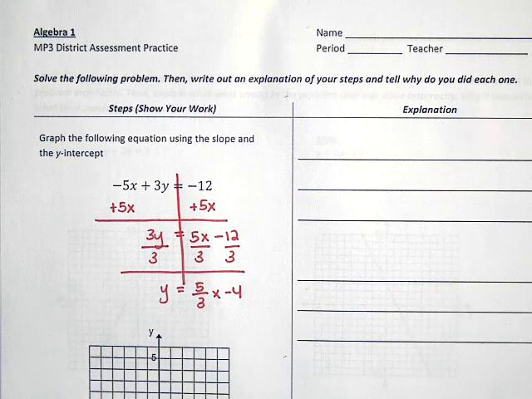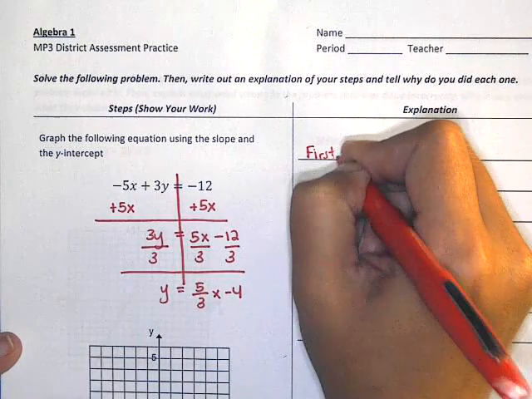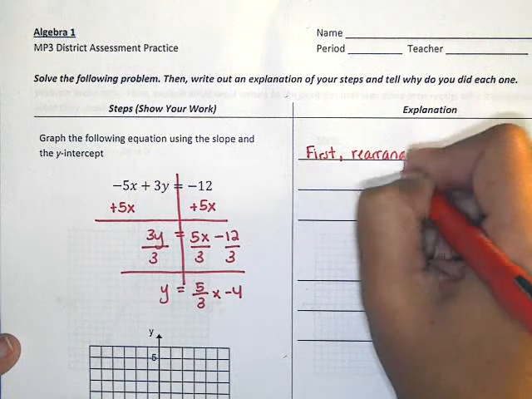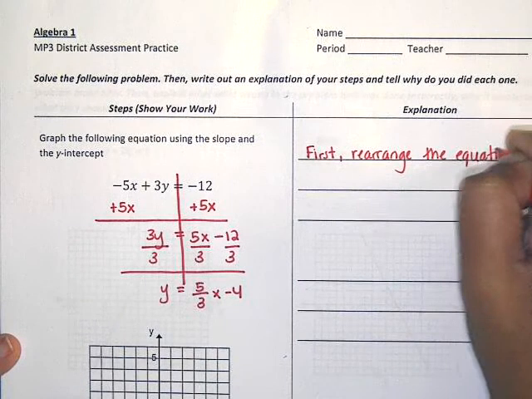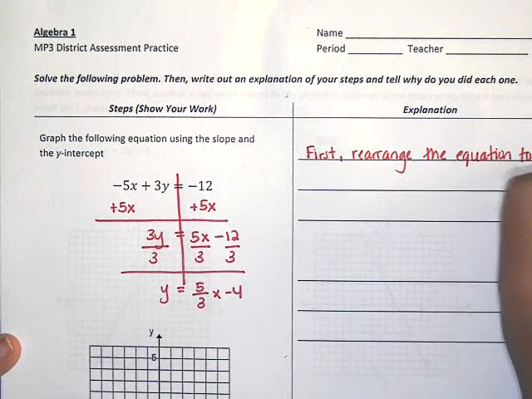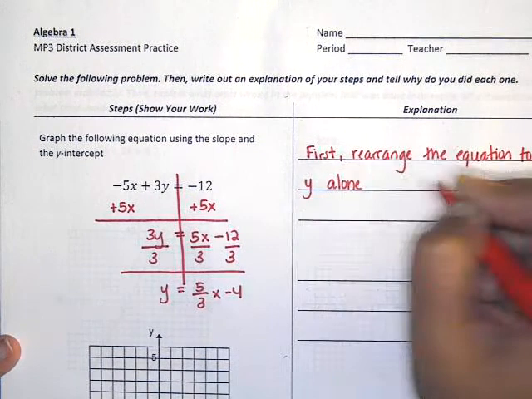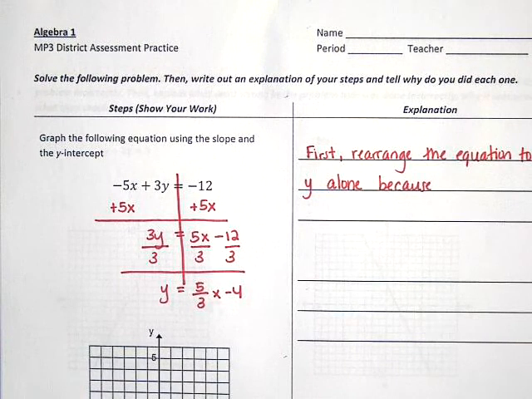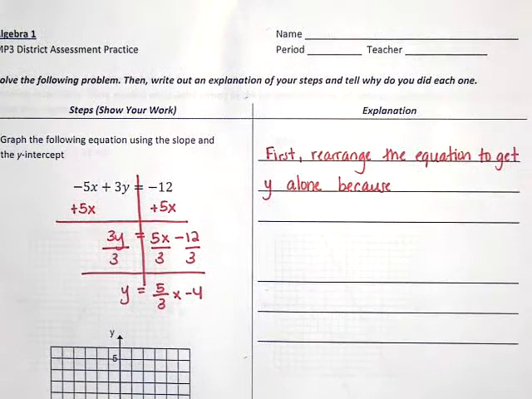So in our explanation we would say first, because we need to use a sequencing word, rearrange the equation to get y alone. Because, and the because here is the important part. I know that you rearranged to get y by itself, and I know that you can tell me that. The question is, can you tell me why you did that?